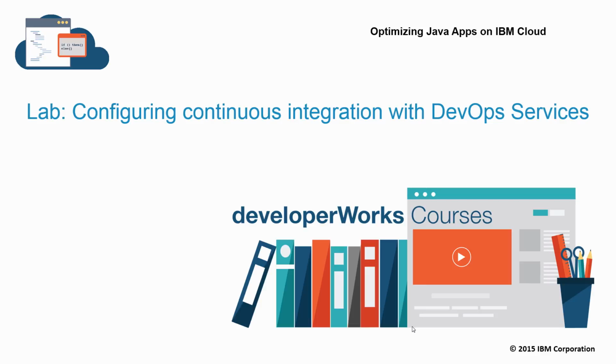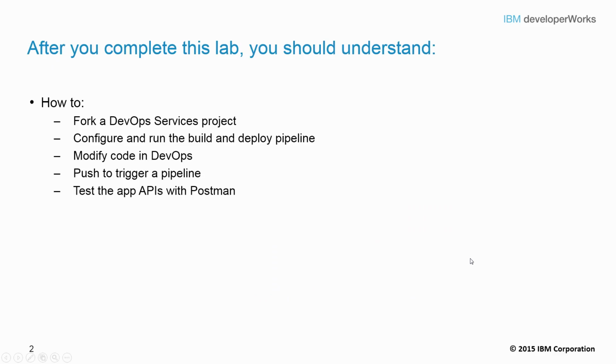Welcome to the lab for configuring continuous integration with DevOps services. After you've completed this lab, you should understand the following: how to fork a DevOps services project, how to configure and run the build and deploy pipeline, how to modify code in DevOps, how to push to trigger a pipeline, and test the app APIs with Postman.